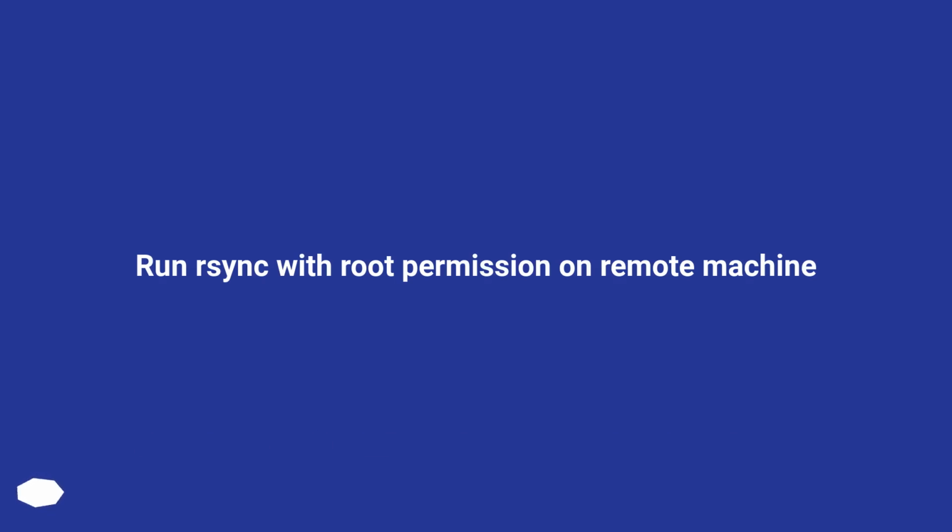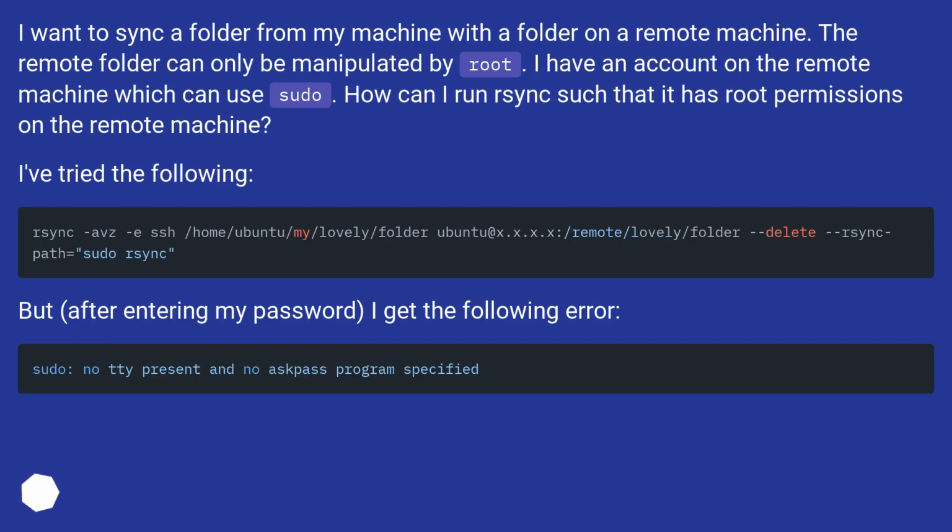Run rsync with root permission on remote machine. I want to sync a folder from my machine with a folder on a remote machine. The remote folder can only be manipulated by root. I have an account on the remote machine which can use sudo. How can I run rsync such that it has root permissions on the remote machine?